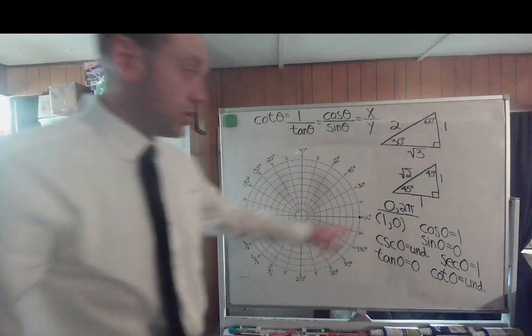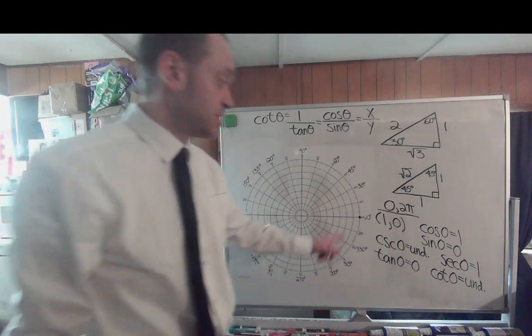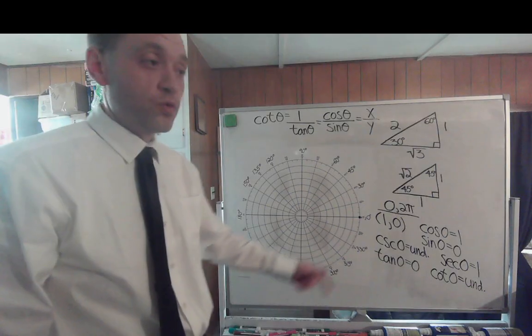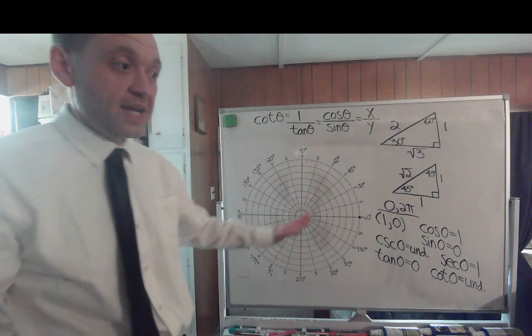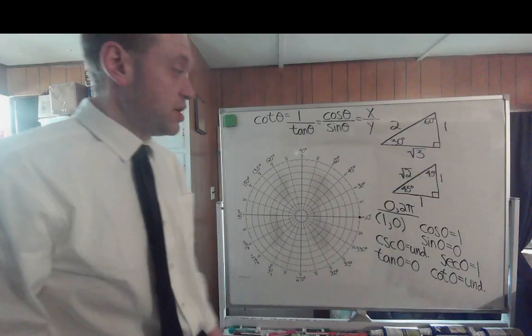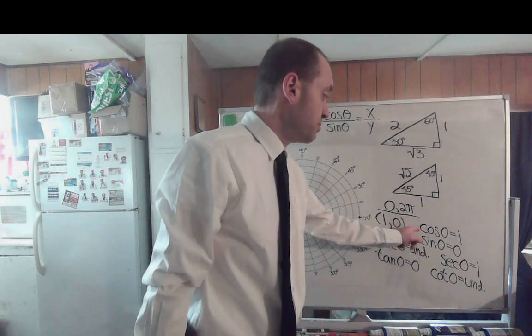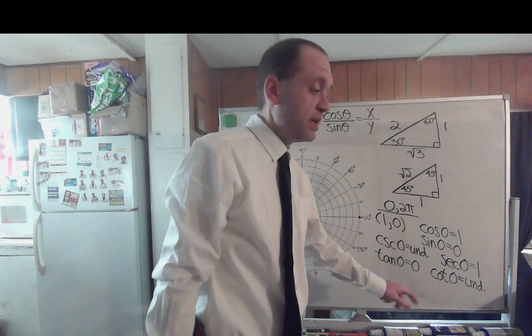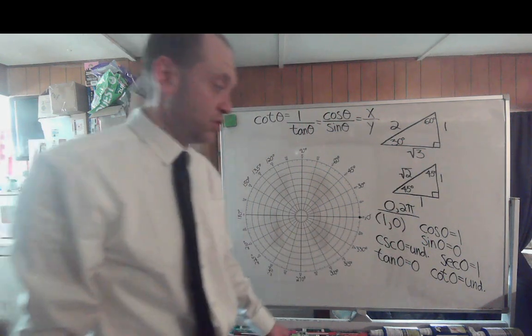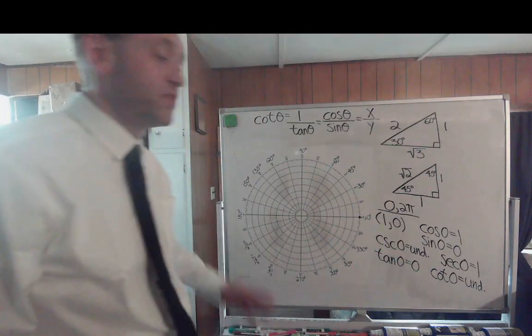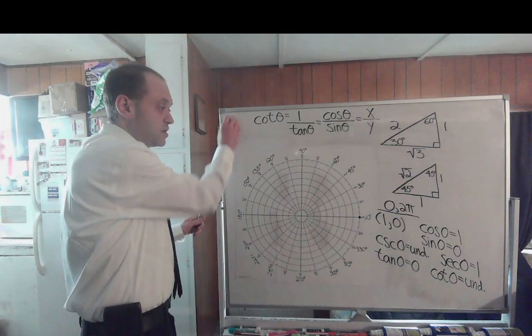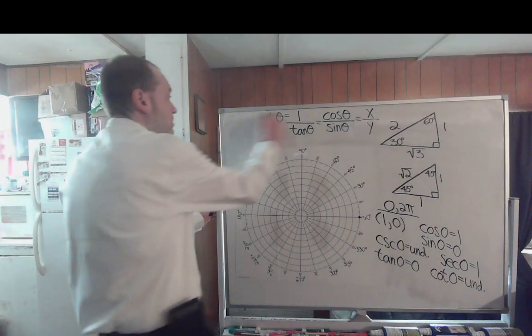So at 0 and 2 pi also, because they're both at the same angle, it's just a full revolution around the circle to the exact same spot, you have a cosine of 0 being 1 and the sine of 0 being 0. From there, you can build up all other 4 functions if you understand what those identities are. Okay.